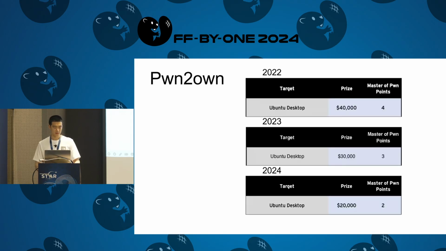By the way, as a larger number of Linux kernel vulnerabilities are discovered, the prize of Ubuntu and Hangyu is decreasing year by year.